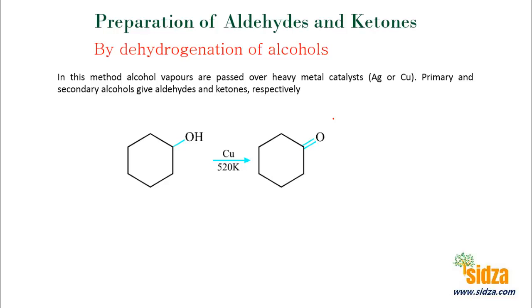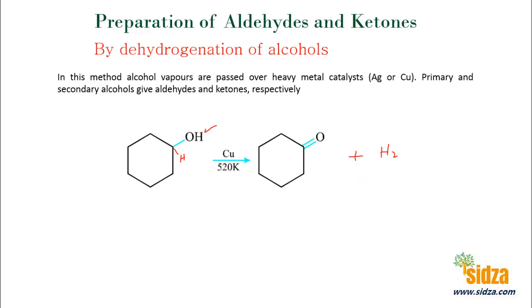We can get aldehydes and ketones by the dehydrogenation of alcohols as well. Dehydrogenation means you are removing the hydrogen molecule from the alcohol. If you take an alcohol and heat it strongly in presence of copper, which is a catalyst, then what will happen? The hydrogen from this OH and one more hydrogen from here will be lost and you get a ketone plus a hydrogen molecule, right? So this is a dehydrogenation of alcohols.